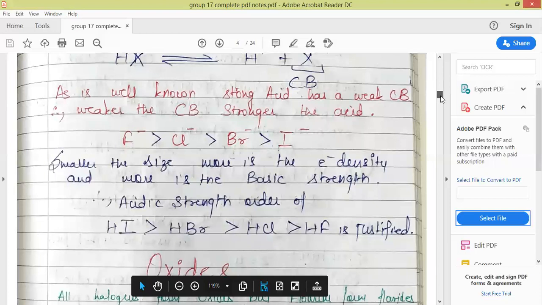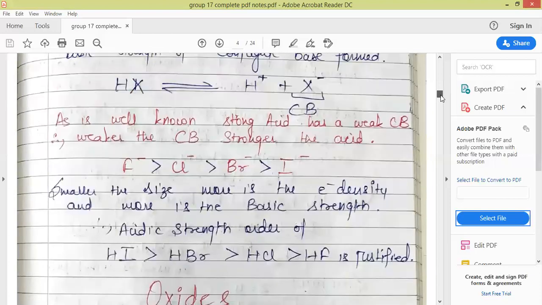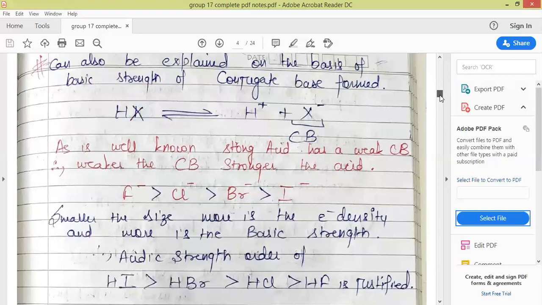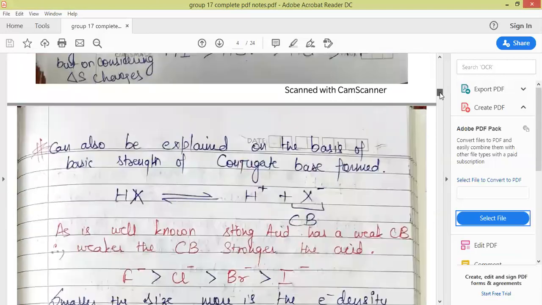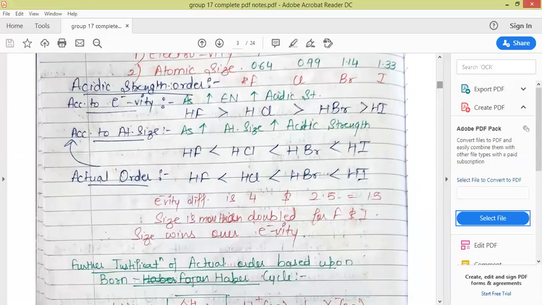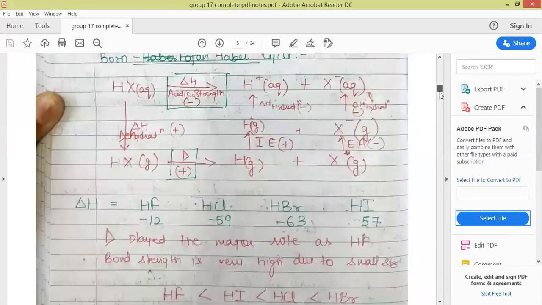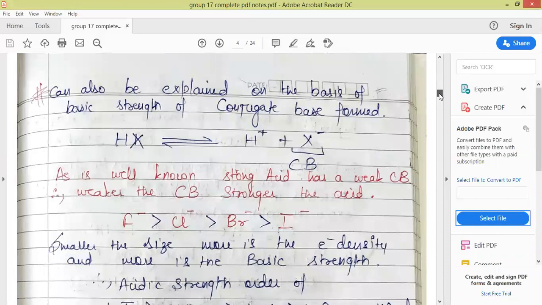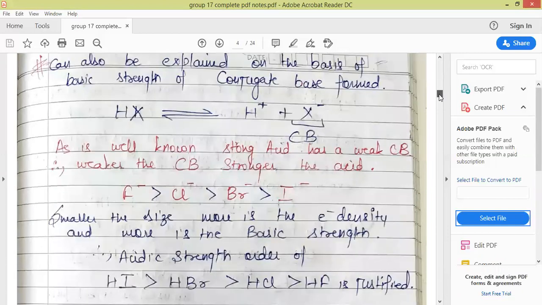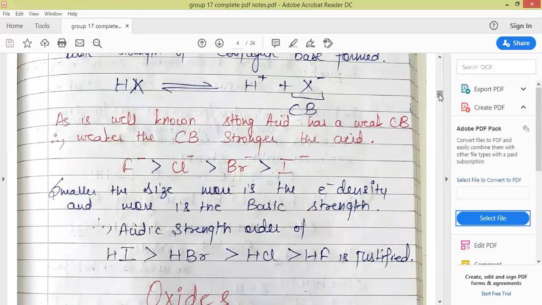So this is all about the hydrides of halogens. The acidic strength of halogen acids is very important. It can be explained on the basis of the Born-Haber cycle and on the basis of the conjugate base strength concept. These are the two concepts. Based upon electronegativity and atomic size is the initial thing. Then the actual order explanation is done based upon the Born-Haber cycle and the strength of the conjugate base. So this is all about the hydrides of group 17 elements. In the next video, we'll be discussing the oxides. Thank you.